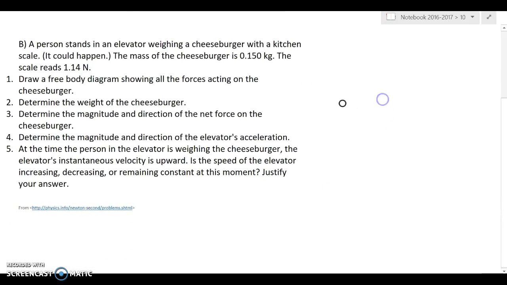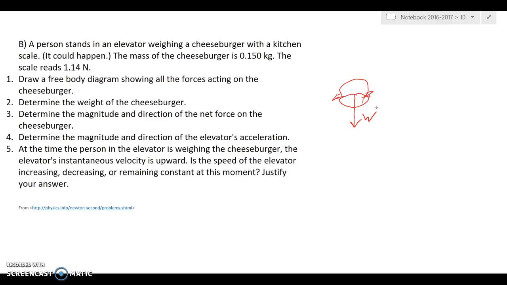So a person is in an elevator weighing a cheeseburger with a kitchen scale. You need to draw a free body force diagram showing the forces acting on the cheeseburger. So here's our cheeseburger. Little letters in the middle. Now one of the forces is obviously its weight. There's another force acting on the cheeseburger, and it's the reaction force on the cheeseburger from the kitchen scale, because the burger's sitting on a kitchen scale.